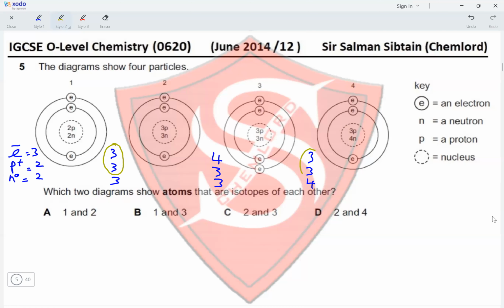So the particles 2 and 4 have got the same number of electrons and protons, and this one has 3 neutrons, this one has 4 neutrons, and that is the requirement of isotopes. So particles 2 and 4 are isotopes of each other, making option D the correct option for this question.